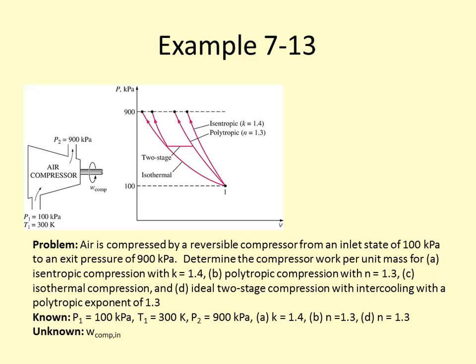Then we find 215.32 kilojoules per kilogram. So it's somewhere in between these two. It's not quite as good as the isothermal case, but it's better than the polytropic case without intercooling. Okay.